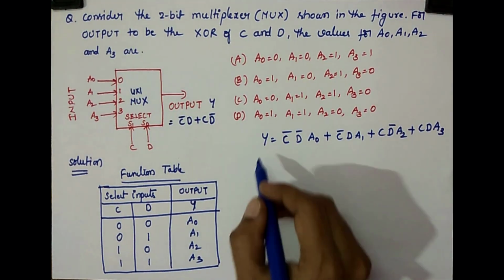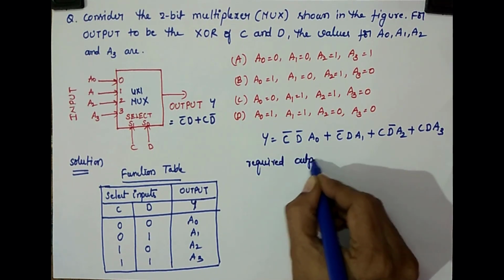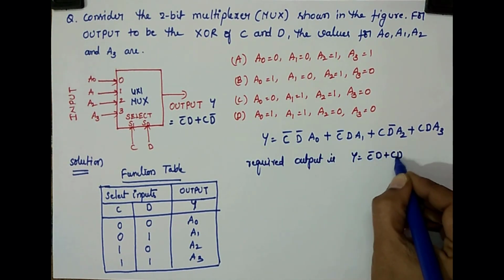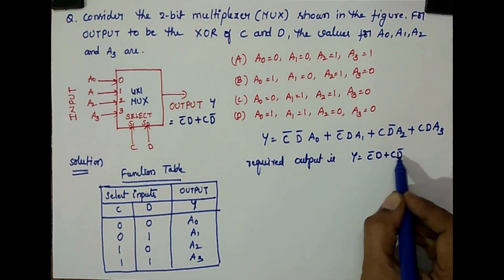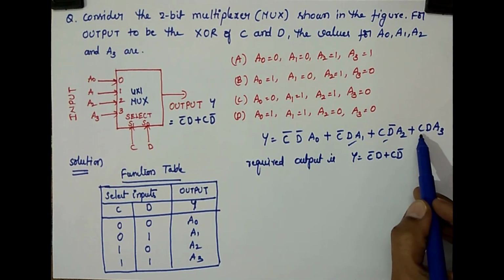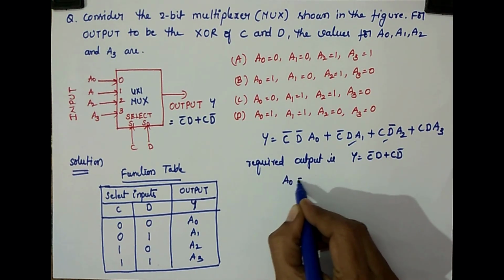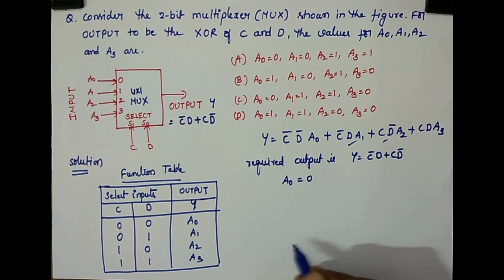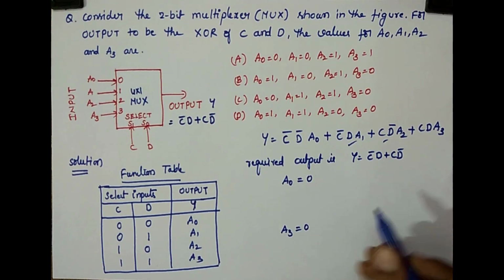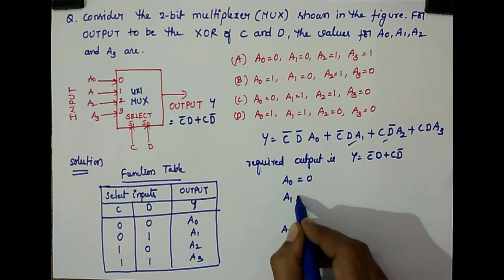Is it clear? So what is your required output? Your required output is Y equal to C bar D plus CD bar. Is it fine? So where are these two terms? In the second one and the third one. So to make the first term and fourth term 0, what's the first condition? A0 must be 0. And then what about A3? A3 is also 0. Now to get C bar D and CD bar, A1 and A2 must be 1.